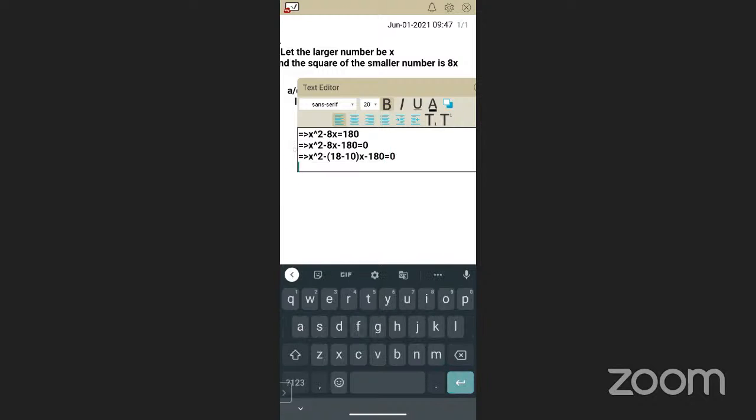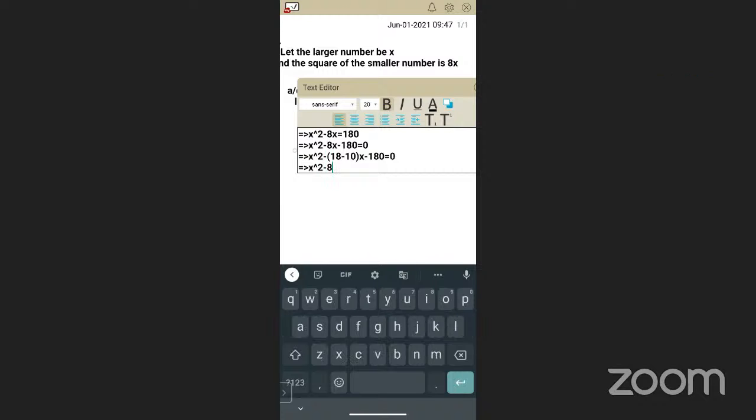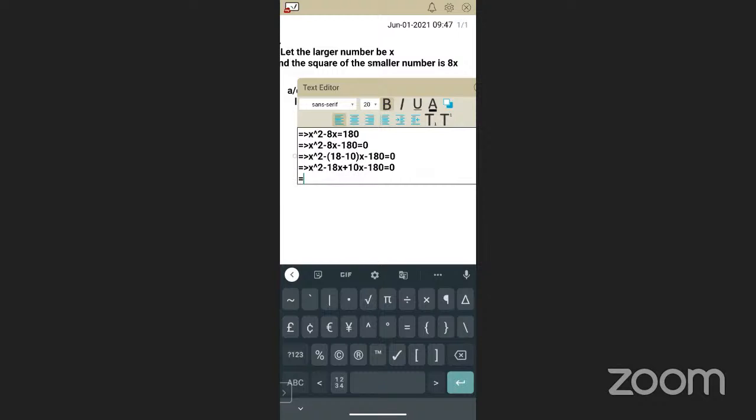So enter. Let me go again to the implies sign. Implies x square minus 8x. Now see, sorry, not 8x, it is 18x. Minus 18x, and minus will become plus 10x, minus 180, equals to 0. Now let me enter, and write over here implies.